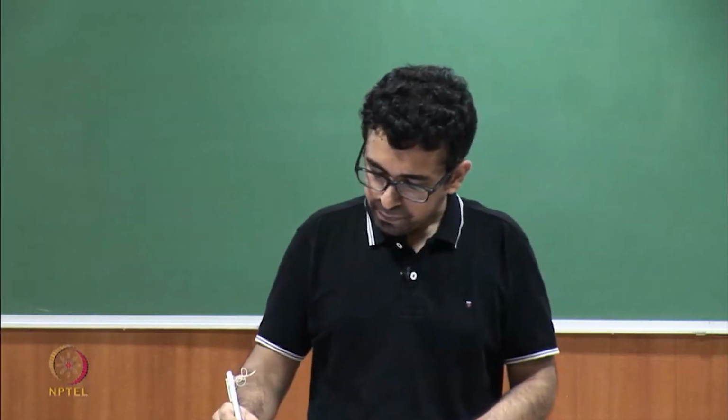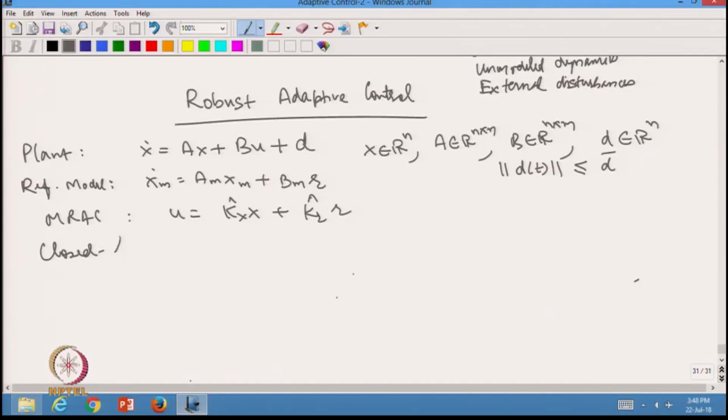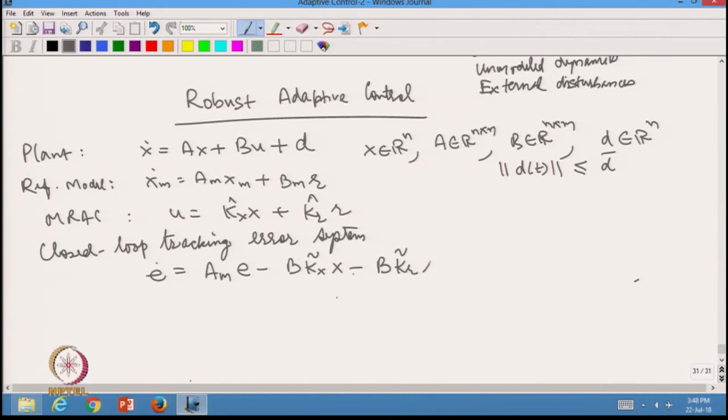Again, using a similar analysis as before, we can write down the closed loop tracking error system, e dot. This was what we had gotten previously. Now, because of this disturbance term, we have an extra term in our tracking error system, which is D.